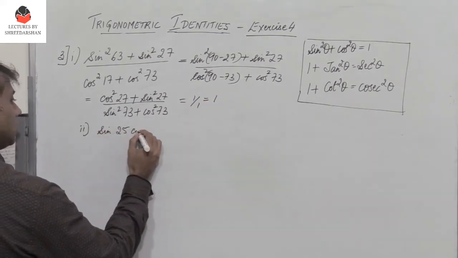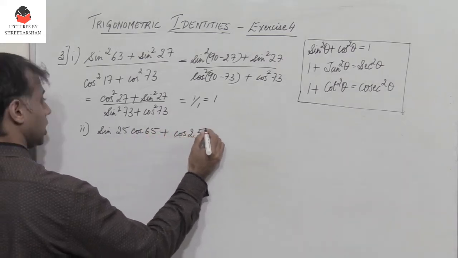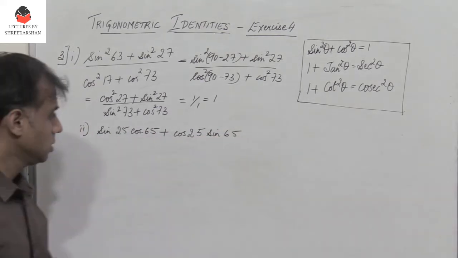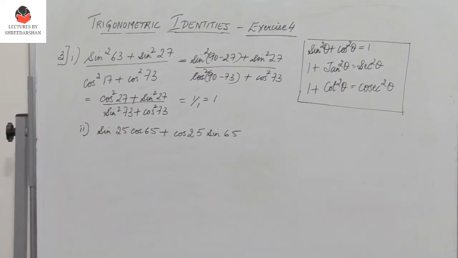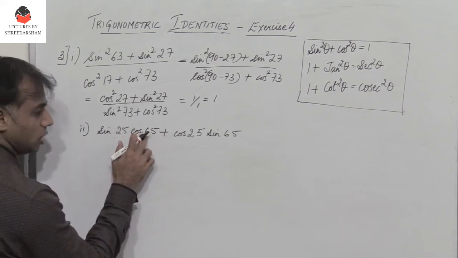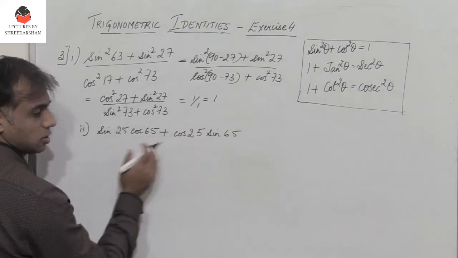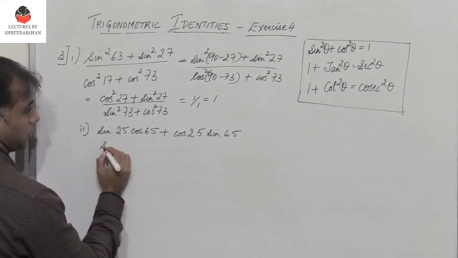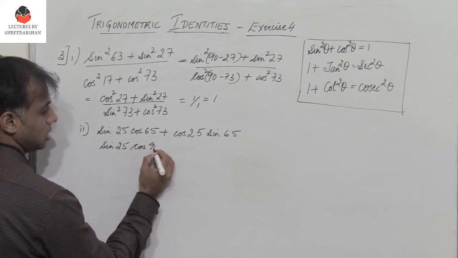Next, sine 25 cos 65 plus cos 25 sine 65. So again a very simple problem. If you observe here, 65 plus 25 is 90 degrees. So now let me convert cos to sine, and here let me convert sine to cos, so that I get sine square theta and cos square theta here. So I have sine 25, and here I can write this as cos of 90 minus 25.